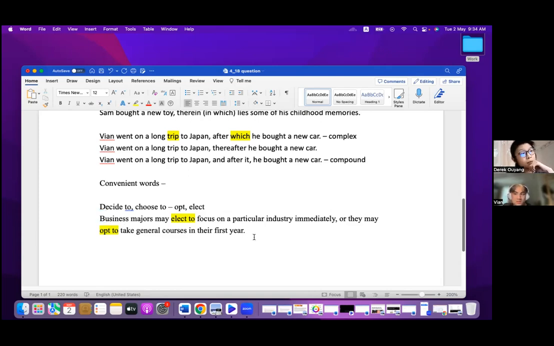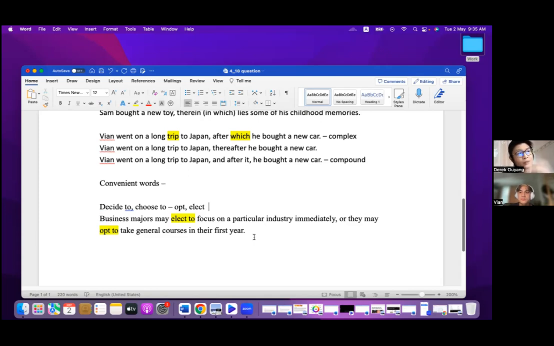Do people use elect and opt in speaking anymore? You can, but it's a little bit too formal if you talk with those words. It's mostly for writing. If you talk, unless you're making a formal speech, then sure. But if you're talking casually, typically we don't use these words.